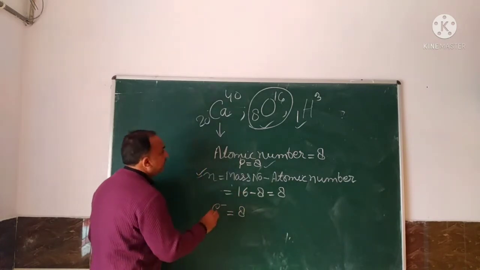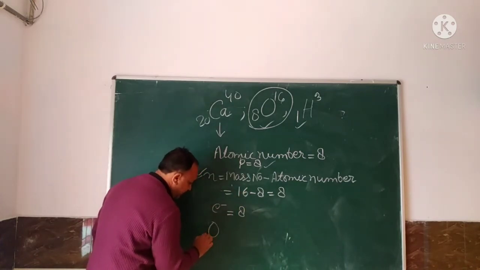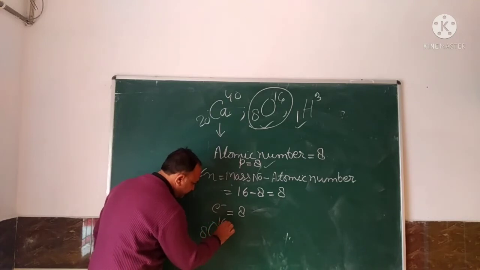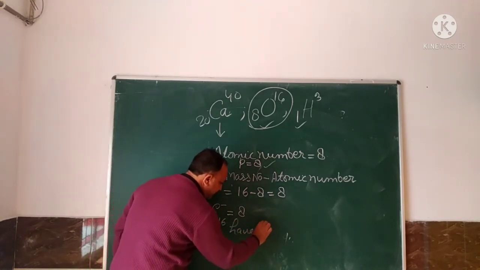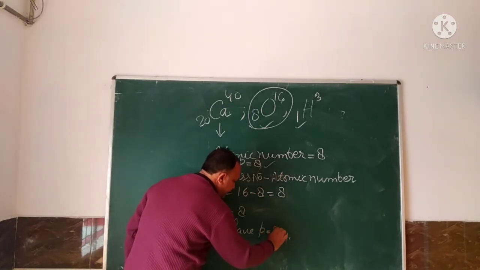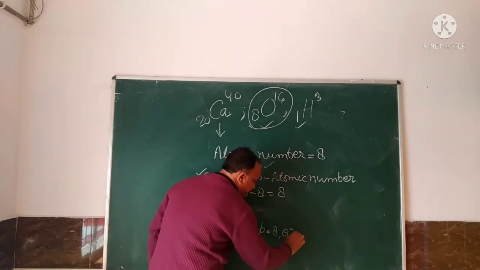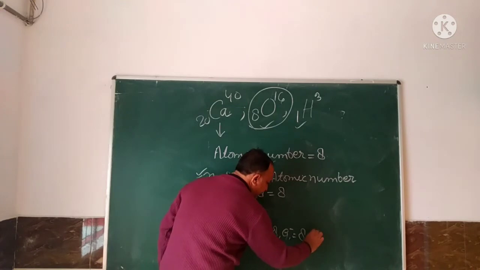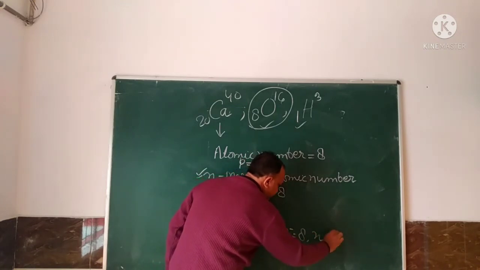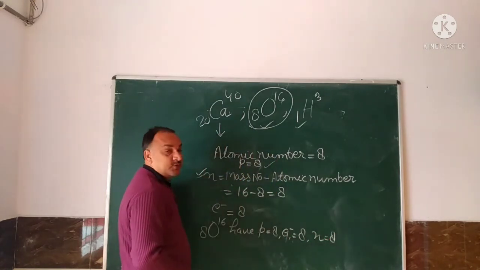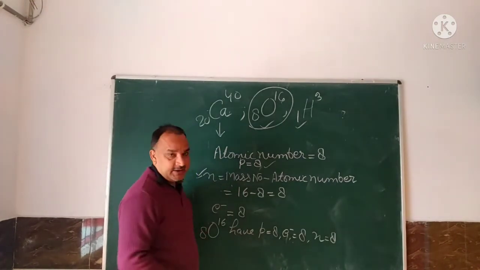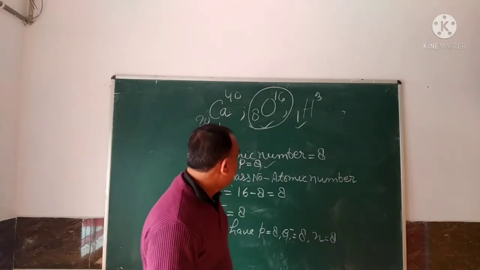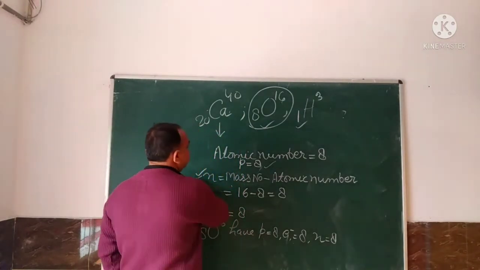In this way, we summarize that oxygen 8, 16 has protons equal to 8, electrons equal to 8, and neutrons equal to 8. That is the proper manner to solve such types of examples. I hope you understand. Now moving to the next one.